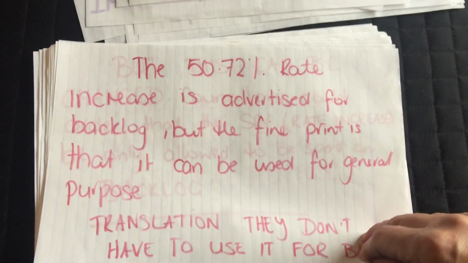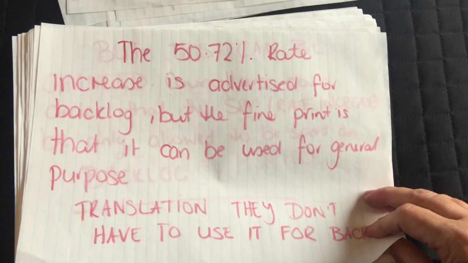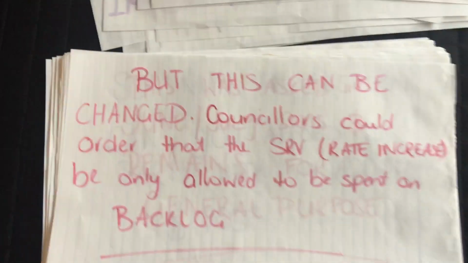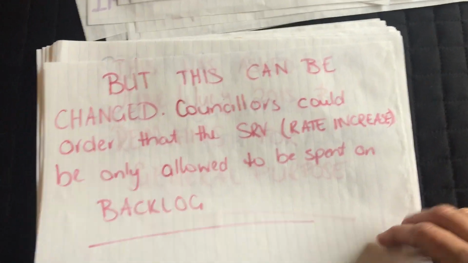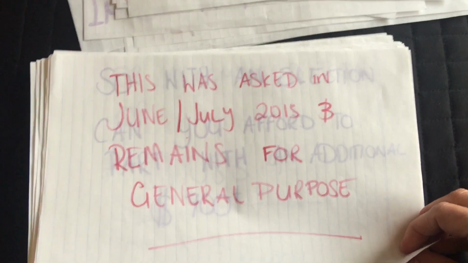The 50.72% rate increase is advertised for backlog, but the fine print is that it can be used for general purpose. Translation, they don't have to use it for the backlog, but this can be changed. Councillors could order that the SRV rate increase be only allowed to be spent on backlog. This was asked in June and July 2015 and remains for general purpose.